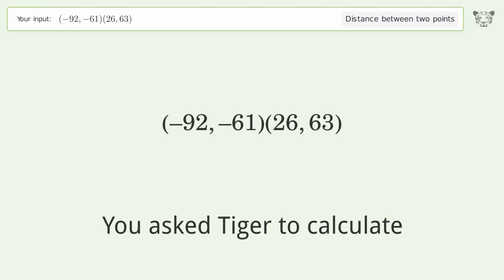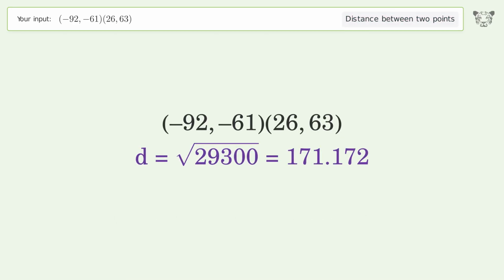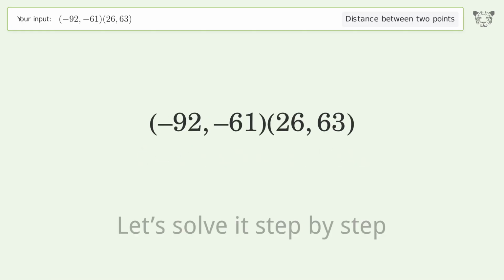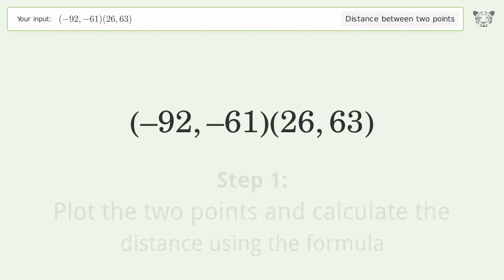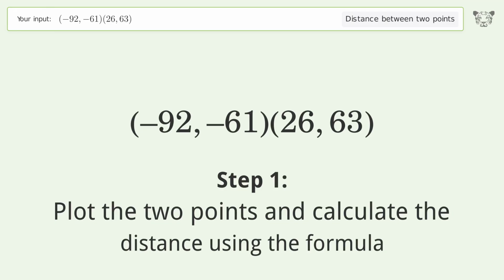You ask Tiger to calculate. This deals with the distance between 2 points. The distance between the 2 points is the square root of 29,300 or 171.172. Let's solve it step by step. Plot the 2 points and calculate the distance using the formula.